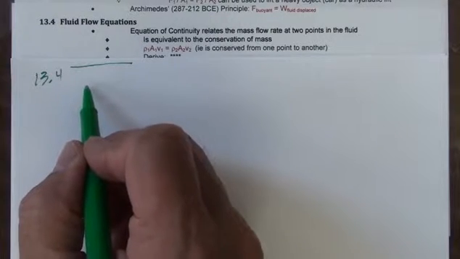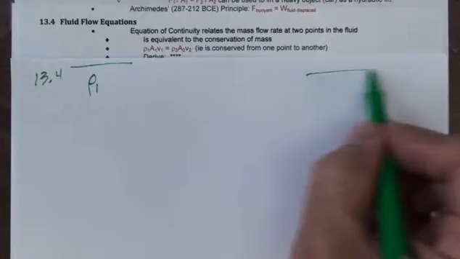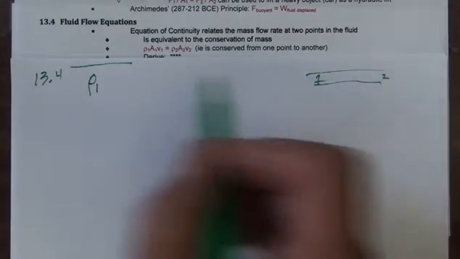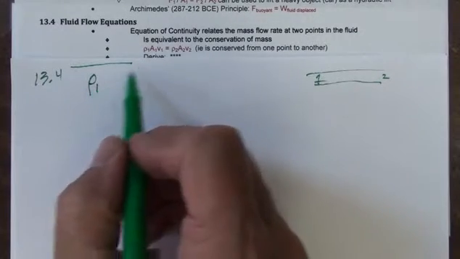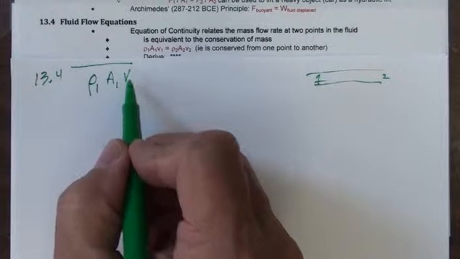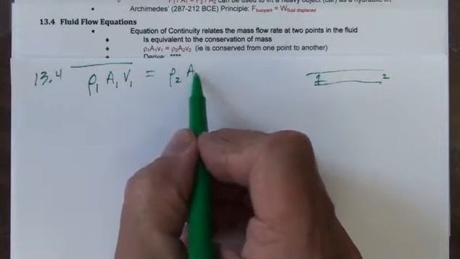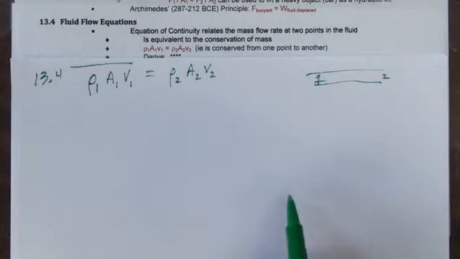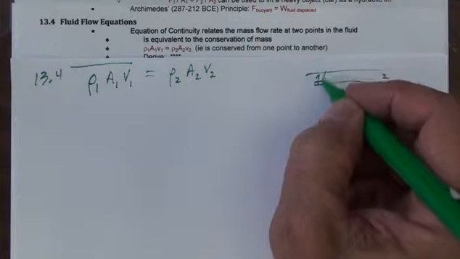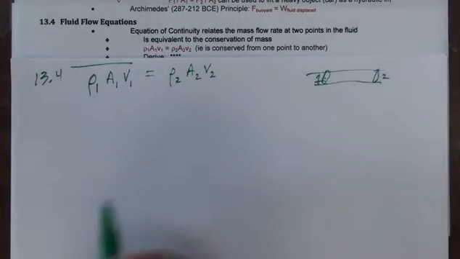The equation of continuity says that the density at one point in the fluid, and here we can imagine we've got two places, a point 1 and a point 2, and we look at the density 1 times the area 1 times the velocity at point 1, and that will be the density at point 2, the area at point 2, times the velocity at point 2. So that's density times area times velocity. And by area, we of course mean the area of these cross sections, which can be different.